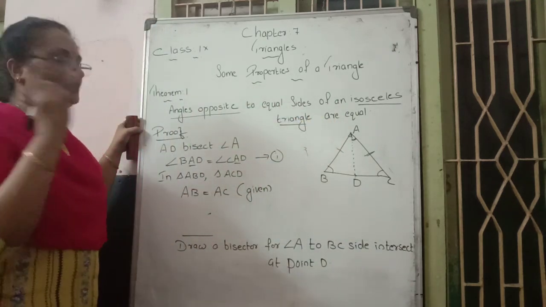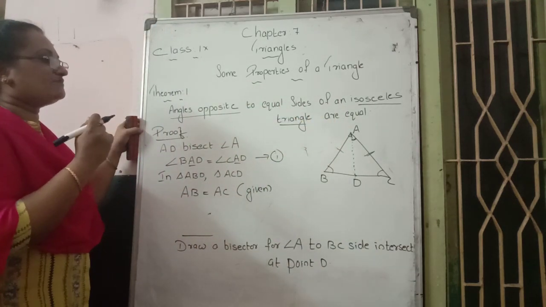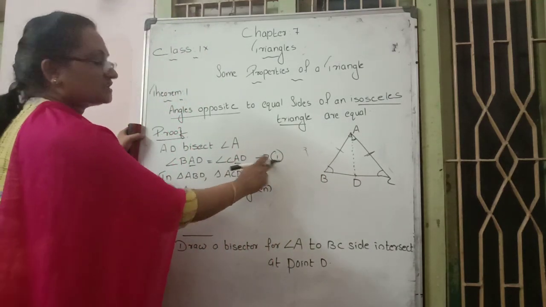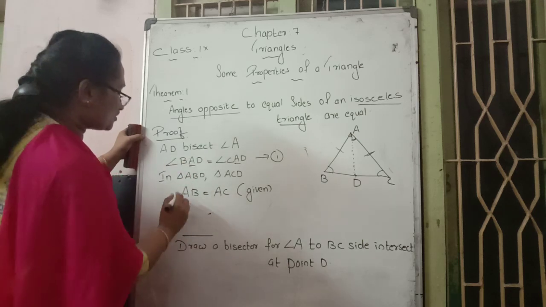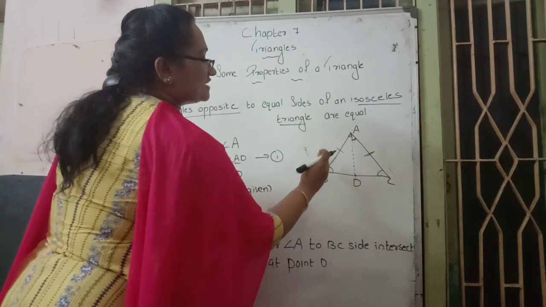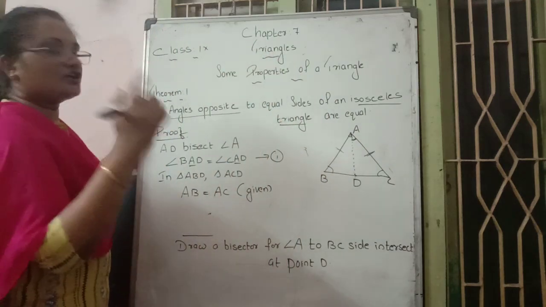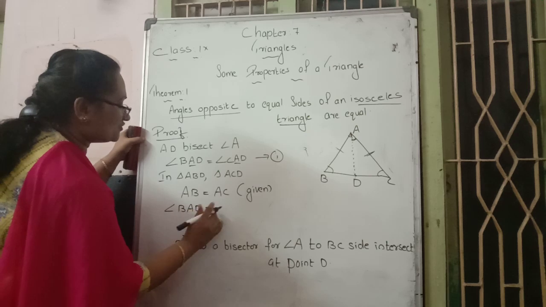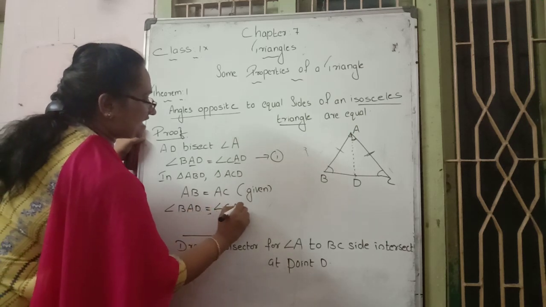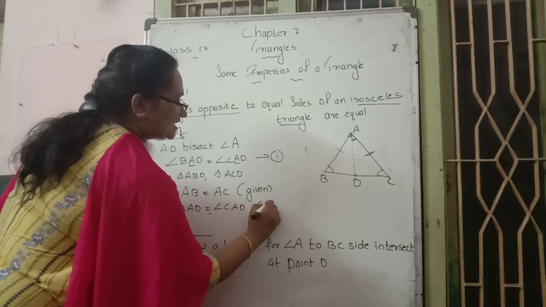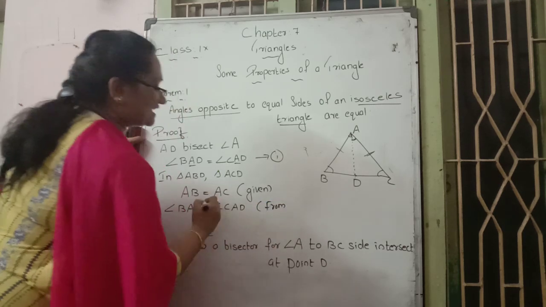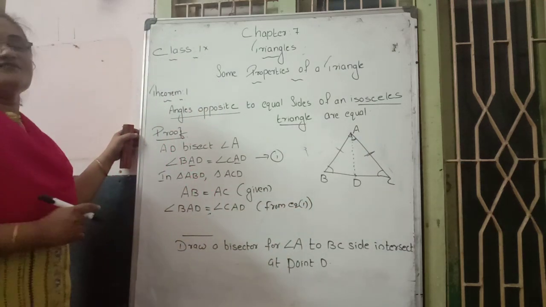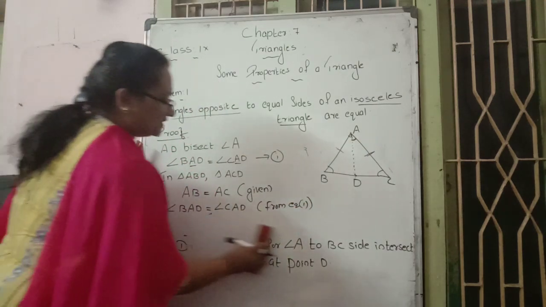So the first condition is complete. Next, using the first equation, we can write the second condition. What is the first equation? The bisector divides angle A into two equal angles. Angle BAD for the first triangle and angle CAD for the second triangle are equal. How do we get this angle? From equation 1 we write it. So the second condition is also completed.